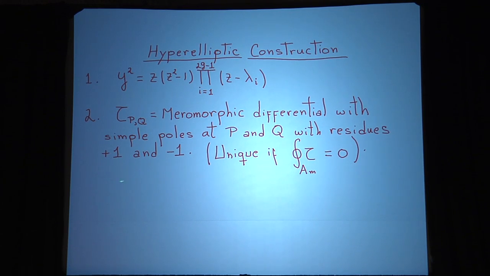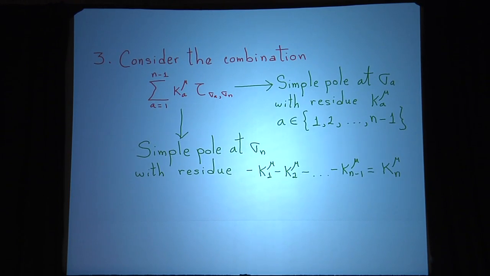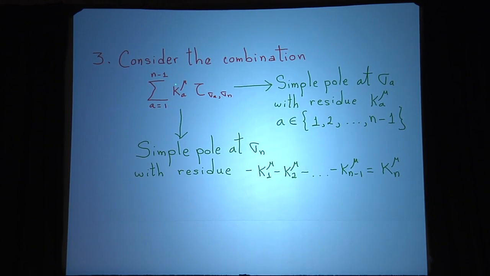The next ingredient that we need is a meromorphic differential with simple poles at two points, P and Q, with residues +1 and -1. This turns out to be unique if you impose this condition. These meromorphic differentials are known to exist on any Riemann surface. If we have them, then we can construct this linear combination of meromorphic differentials of the third kind. It's very easy to realize that they have simple poles at sigma_a with residue k_a. That's what this thing was doing: it has residue +1 on sigma_a.